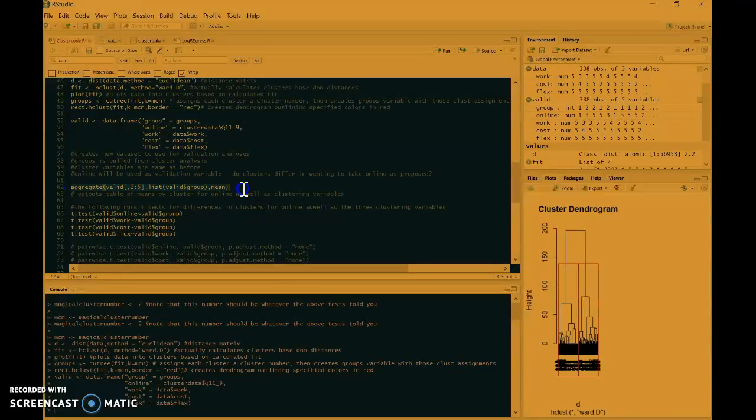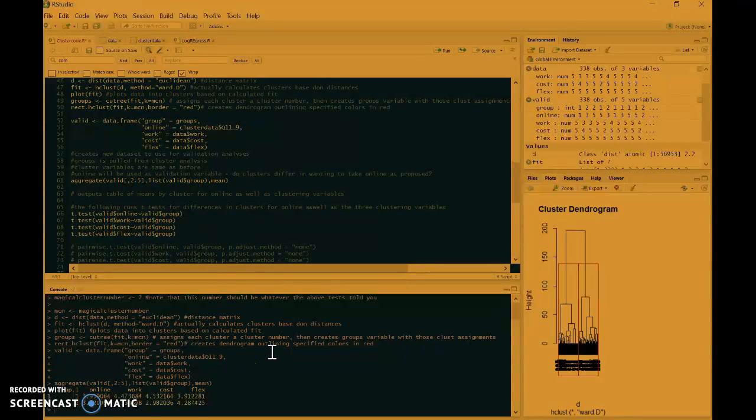So we're going to run this little line here, which is taking rows 2 through 5, or variables 2 through 5. So that's online, work, cost, and flex. And it's going to list them by the cluster number that they were assigned to, and it's going to give us means. Cool, so we can look at the differences between those, at least eyeball them. I just moved this line, but I don't think it matters. Let's run it. Boom.